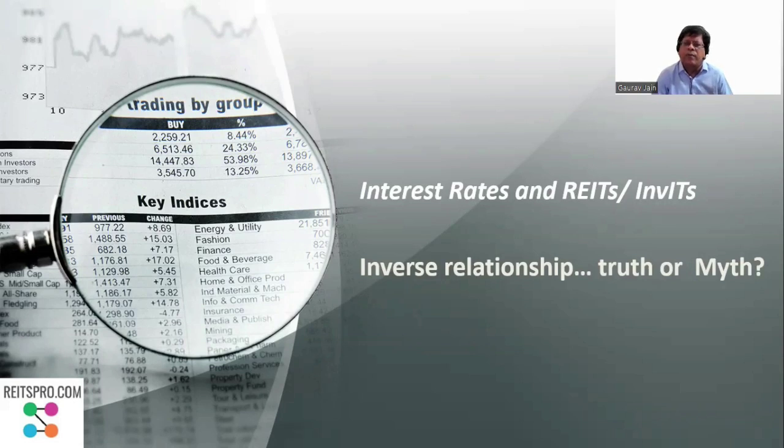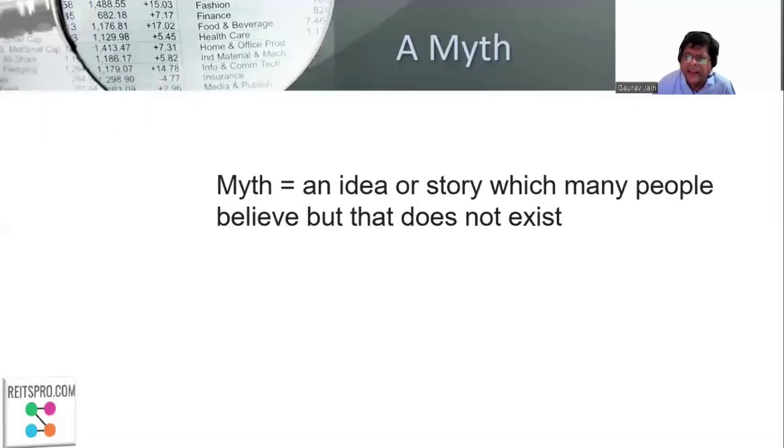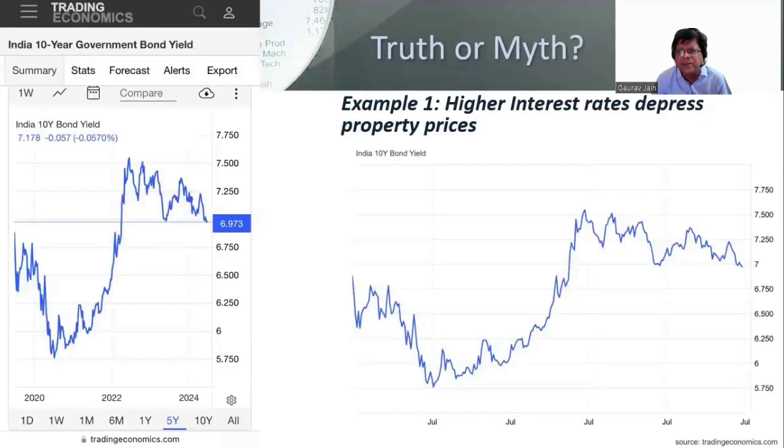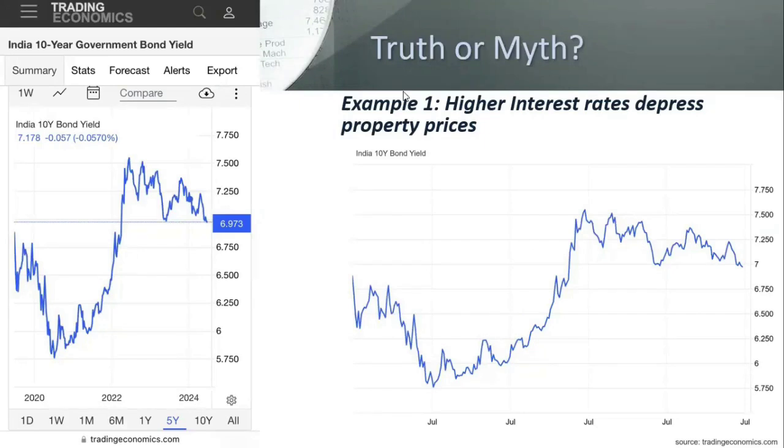Is that a truth or a myth? A myth is generally an idea or a story which people believe, but that may or may not exist. For example, I have here for you two very recent examples, where we talk about the interest rates. These are 10-year bonds in India, a graph of the 10-year bonds from 2020 till now, showing a rise in interest rates over a period of time. This is an extrapolation of the same graph. So if you look at the graphs, the amount of increase in interest rates has been phenomenal.